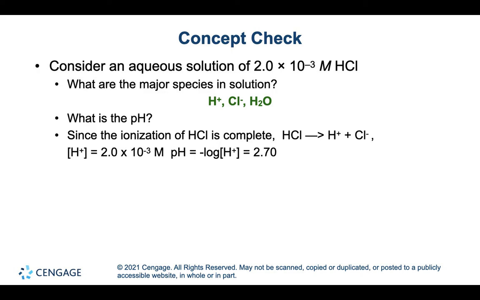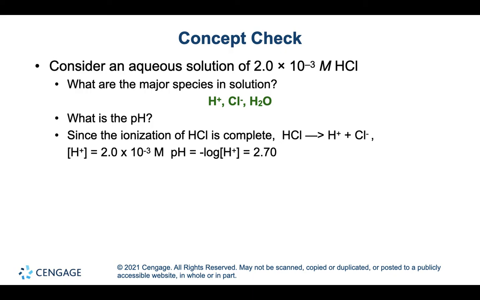Now, what would be the pH? Well, the pH would be determined from the H plus. 2 times 10 to the minus 3 moles per liter of HCl is going to totally ionize and give you 2 times 10 to the minus 3 moles per liter of H plus. And that's lots more than you'd ever expect to get from water. Remember, when water ionizes, it only gives 1 times 10 to the minus 7.